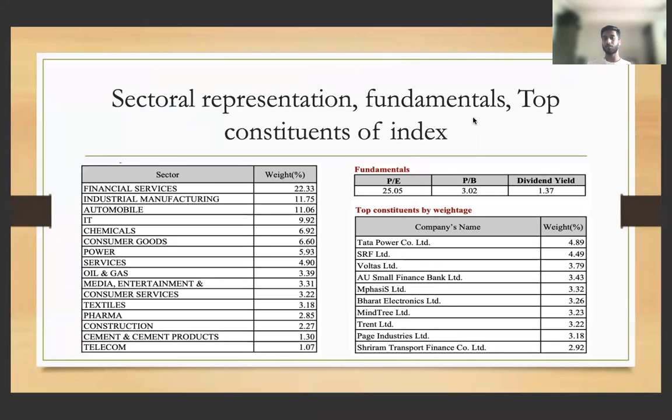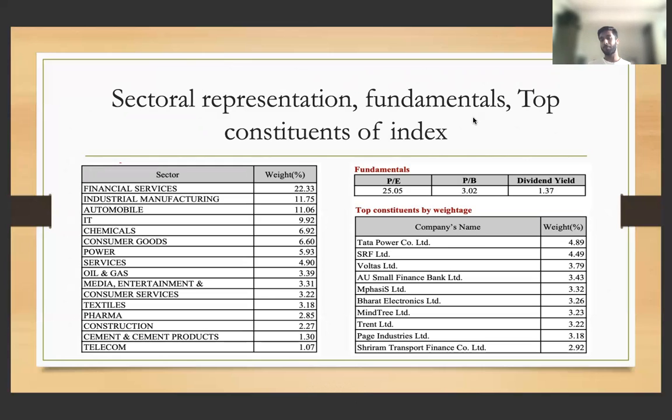Sectoral representation: financial services has the highest weightage at 22%, followed by industrial manufacturing 11%, automobile 11%, IT 9%, and chemical 6%. So these are the top 5 sectors invested in. As you can see, the uniqueness in sectoral allocation is industrial manufacturing. You don't regularly find such a high weightage to industrial manufacturing.